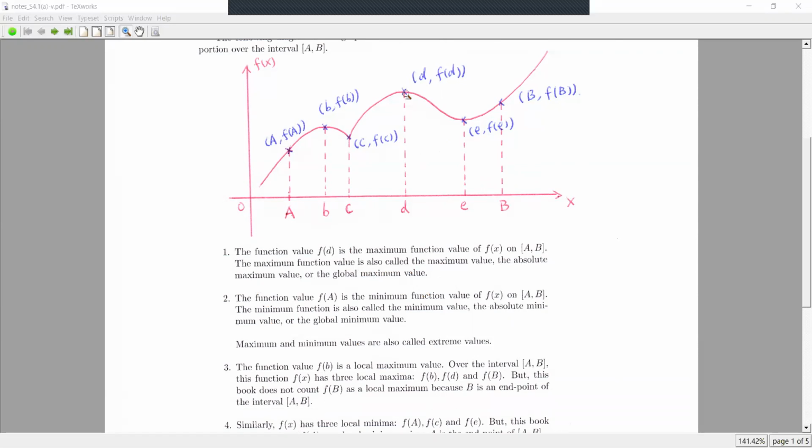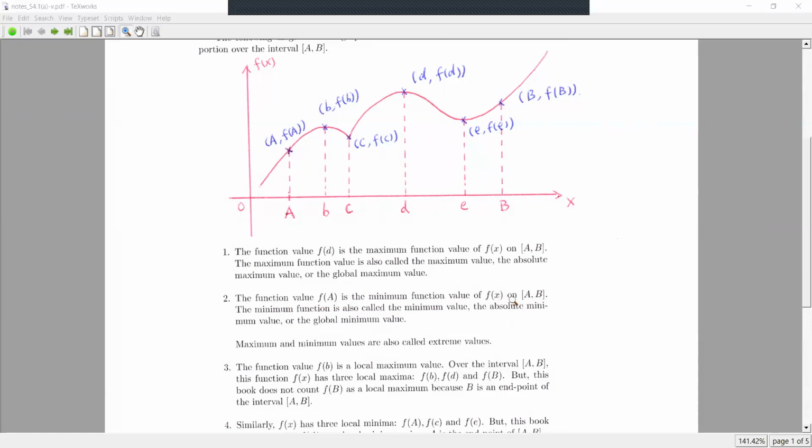This point is the highest point of the portion that we are considering. This point clearly is the lowest point of the portion that we are considering. So the function value at this point, the y-coordinate, f of BA, is the minimum function value over the interval from A to B.